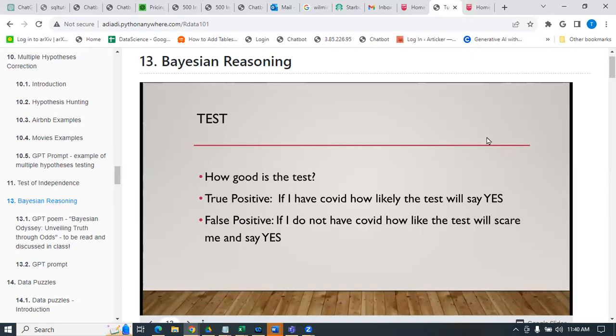If I do not have COVID, how likely is the test to scare me and say yes? So how many of those healthy people is it going to capture and say yes? That ratio better be very, very low. So true positive better be very, very high, close to 1. And false positive better be very, very low, close to 0.